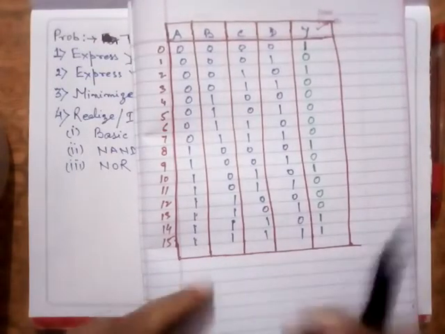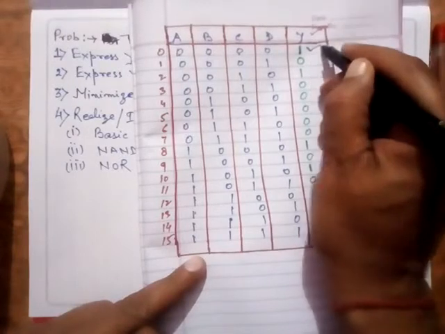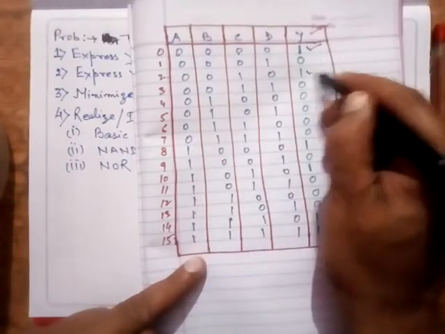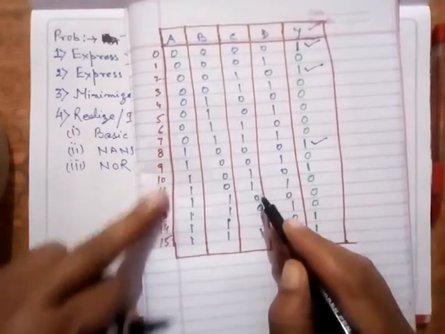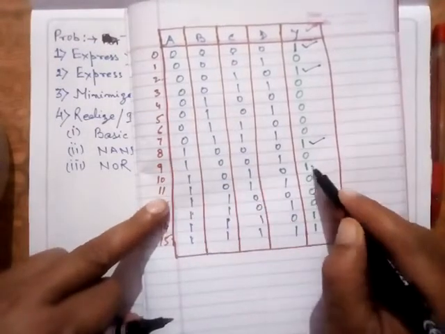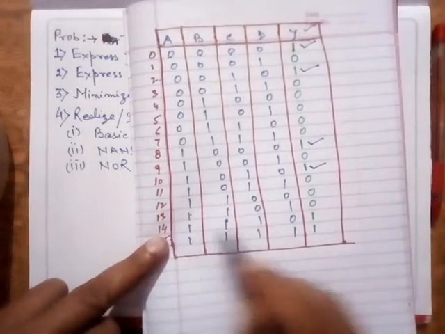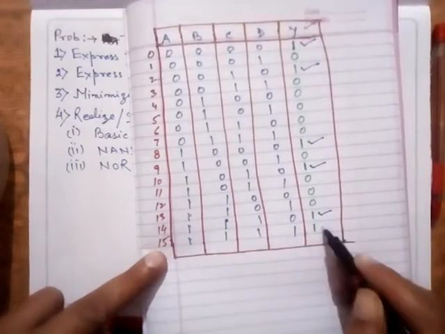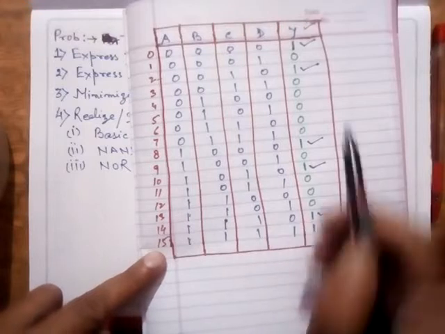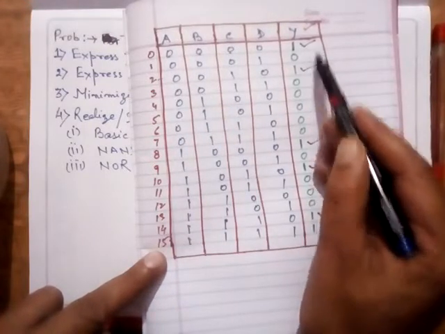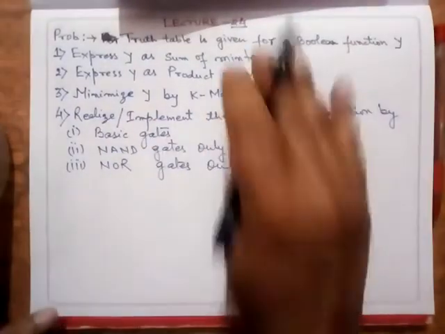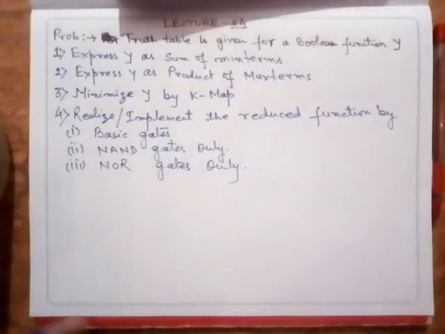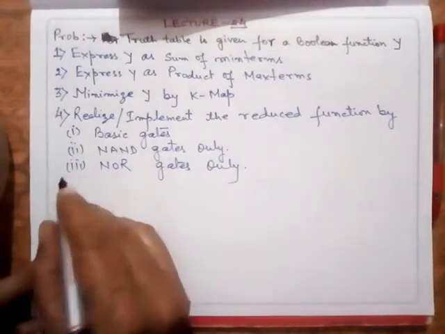If you see that you have 1 at 0, you have 1 at 2, then you have 1 at decimal equivalent 8, and you have 1 at decimal equivalent 10, then you have 1 at decimal equivalent 14, and you have 1 at decimal equivalent 15. So now I can say that at these decimal equivalent positions you have a minterm, so I can express this as a sum of minterms. First part, look at the solution here.